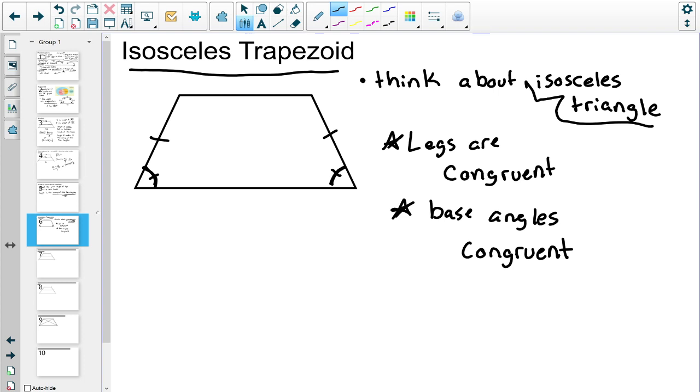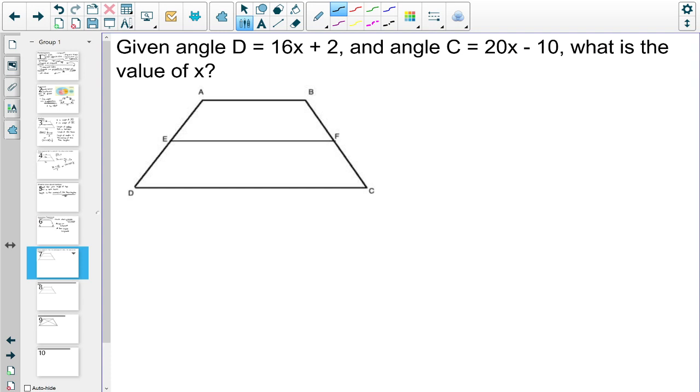Keep this in mind, because the isosceles trapezoid is a very special trapezoid. We'll talk about it some more. So, given angle D, this angle down here, is equal to 16x plus 2, and angle C over here is equal to 20x minus 10. What is the value of x?